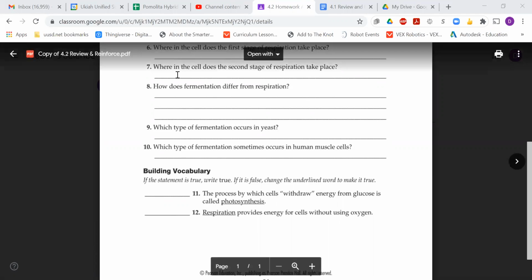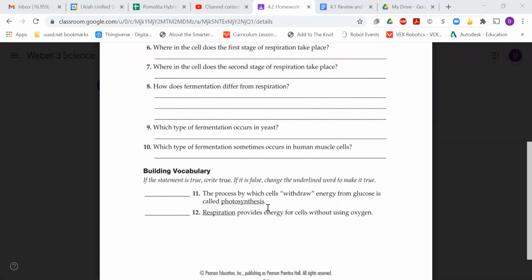7. Where in the cell does the second stage of respiration take place? Second stage of the cellular respiration takes place in the mitochondria. Very good. Yes, that is exactly what needs to happen.